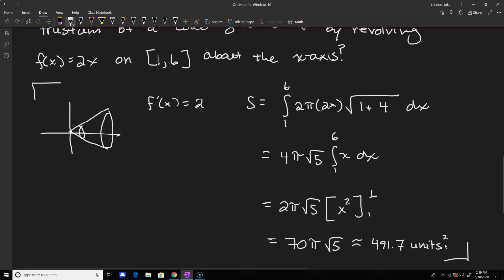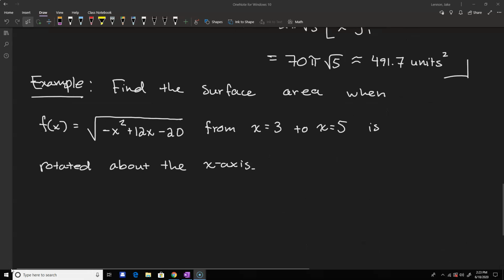Okay, so let's do 1 or 2 more examples, and then that'll be it for this section. Okay, so let's go ahead and look at this example. We have the curve f of x equals the square root of minus x squared plus 12x minus 20 from x equals 3 to x equals 5 is rotated about the x-axis. So it looks like a big mess right now, but it's actually going to come out much simpler just due to how the derivative works.